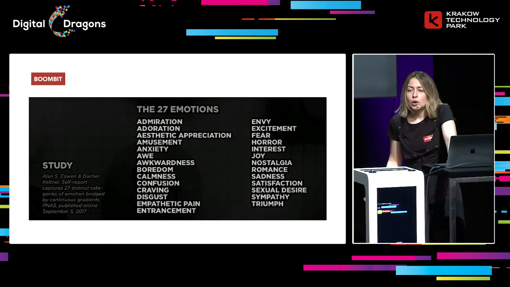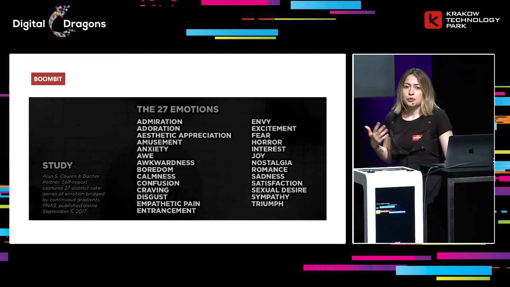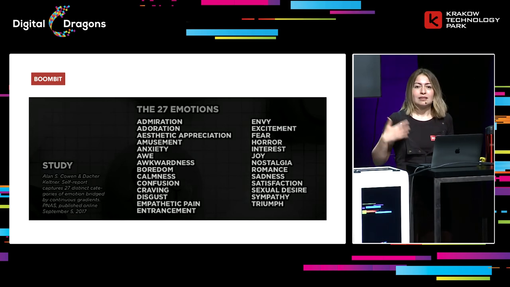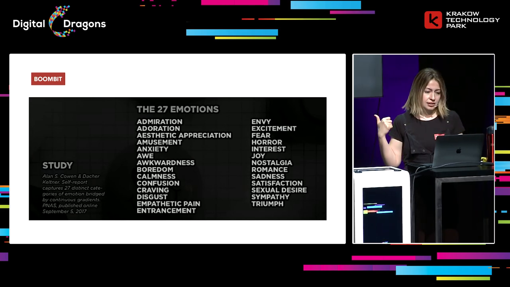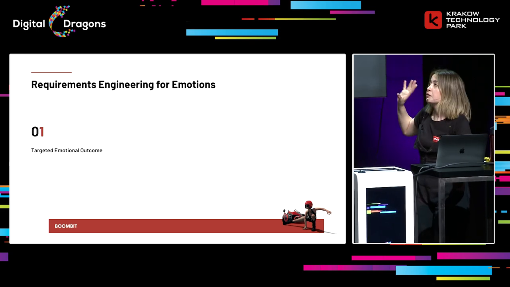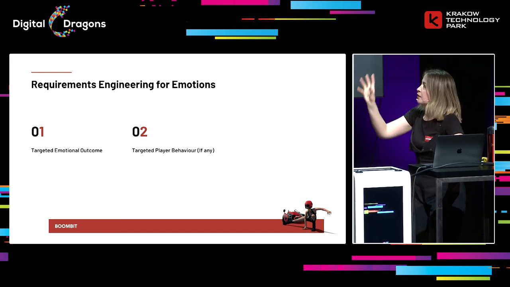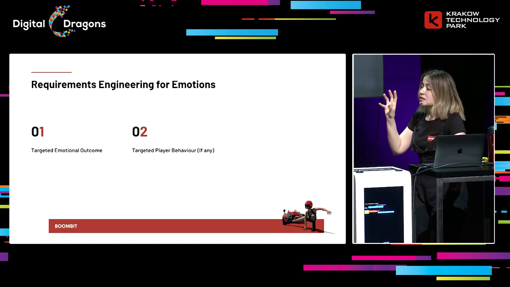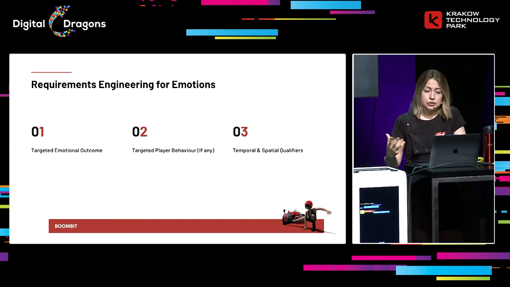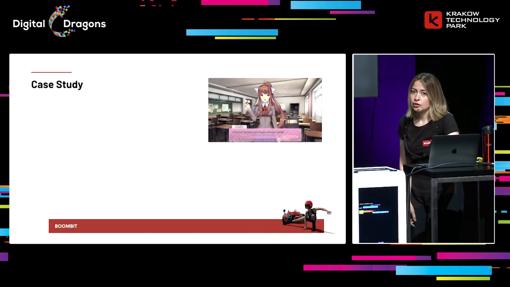It is impossible to quantify emotions. You can say that there are hundreds of them, but these are self-reported. So when you need to evoke something in the player, then you can choose something that was reported before. These are very common emotions. And in order to engineer the requirements for these emotions, we can specify the targeted emotional outcome and targeted player behavior, and we can give some temporal and spatial qualifiers in order to do that.